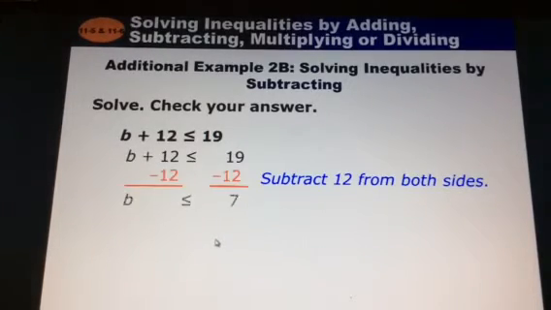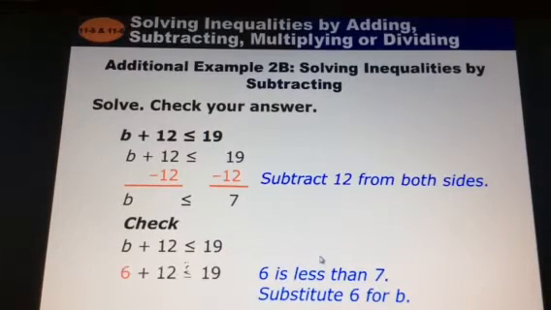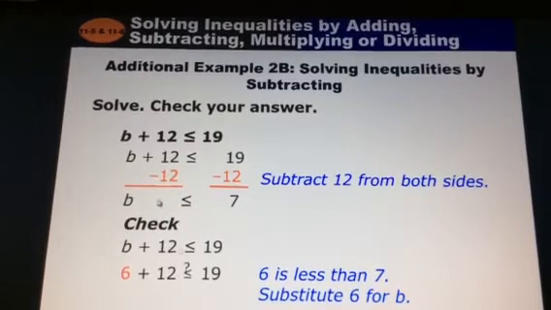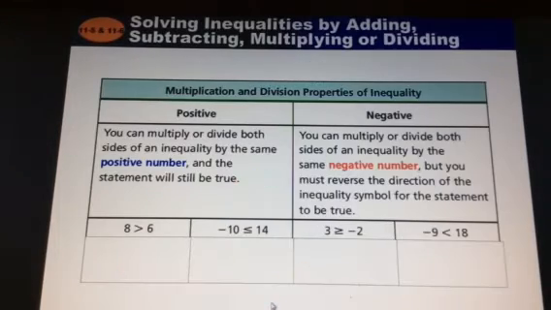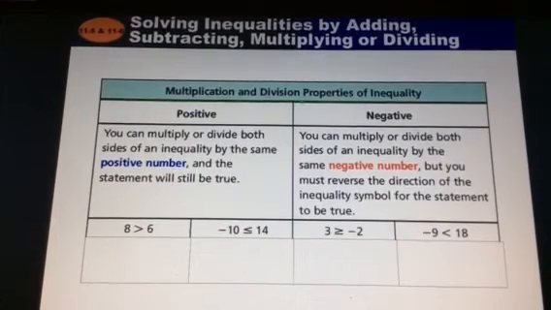Okay, so we're subtracting 12 from both sides. And so B is less than or equal to 7. That's going to be a closed circle on 7 and everything to the left. And so if you pick 6, 6 plus 12 is 18, which is less than or equal to 19. Now here's where it changes, okay?